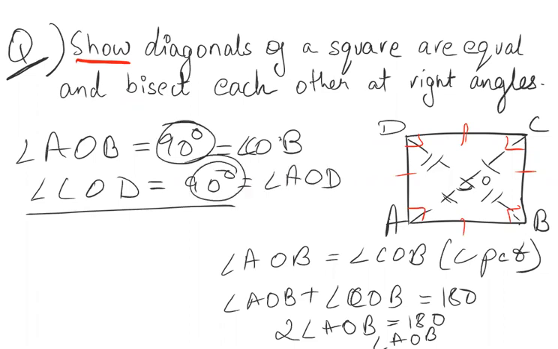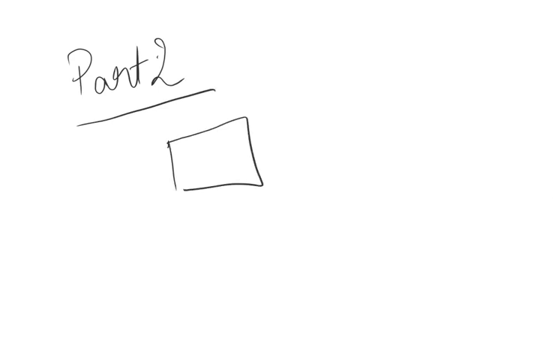And since I proved that all these are 90, to put in perspective, I'm talking about this angle: 90, 90, 90, and 90. That is how you prove that the diagonals bisect each other at right angles and the diagonals are equal. All right, guys, that is all for today. This is part 1 of quadrilaterals. It's a big chapter. We're going to have part 2 as well, which will cover the rectangle, rhombus, and square.